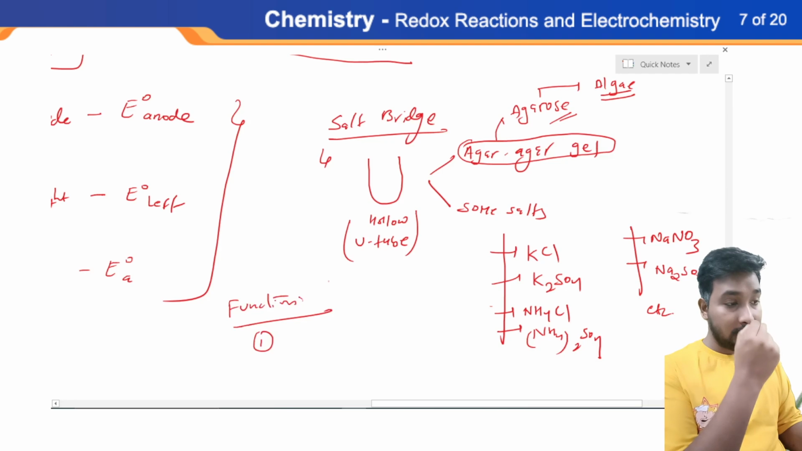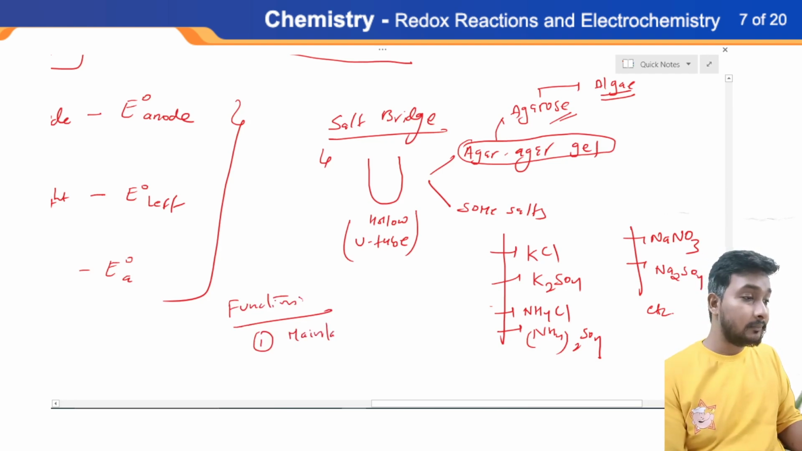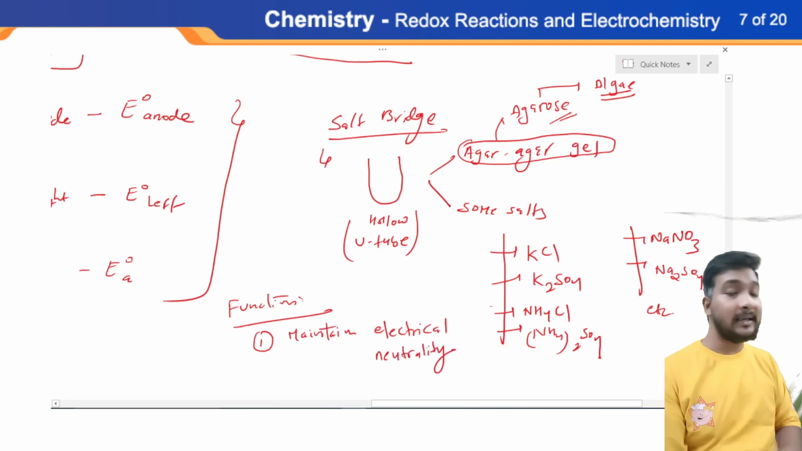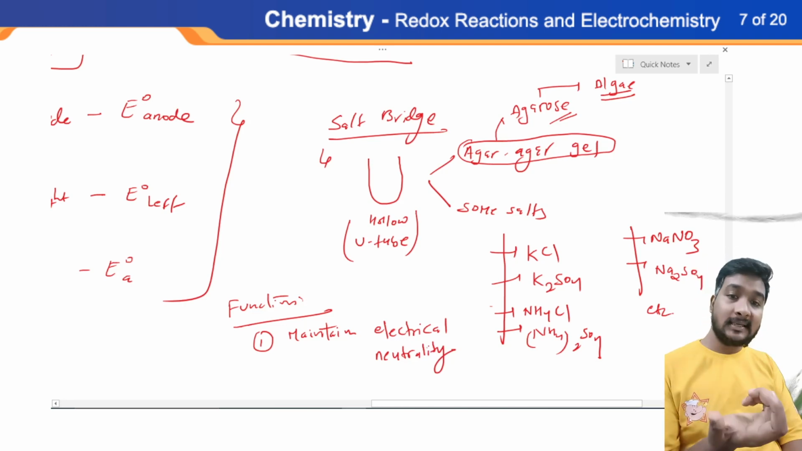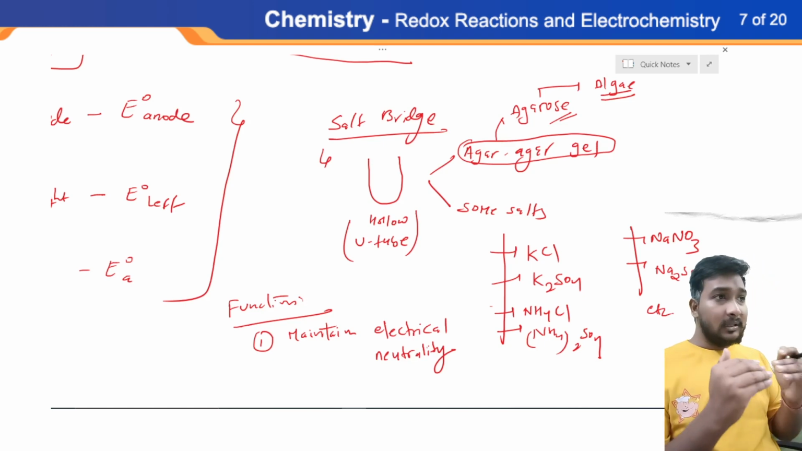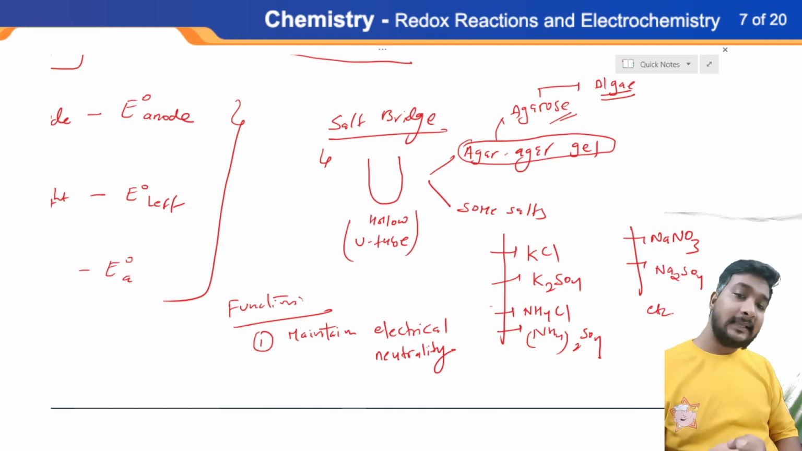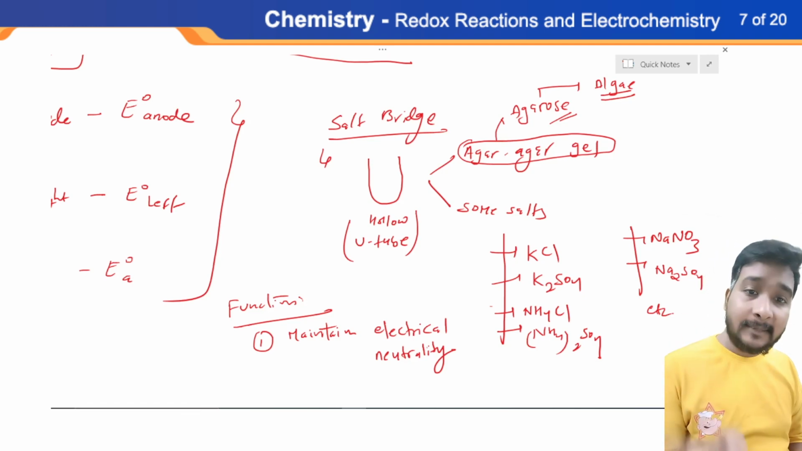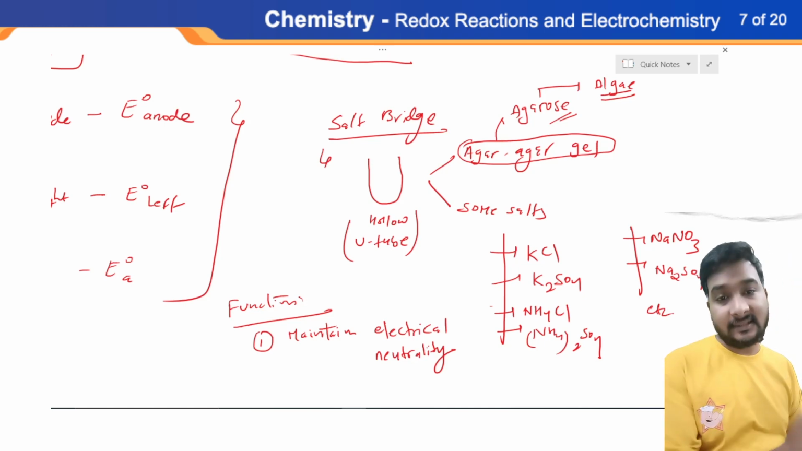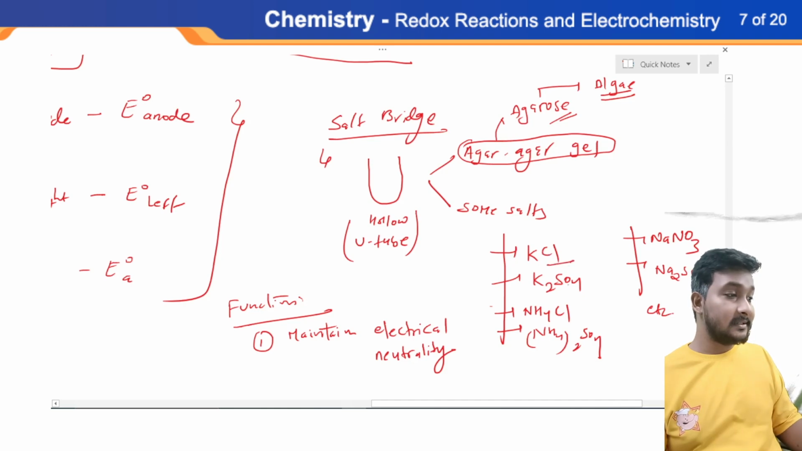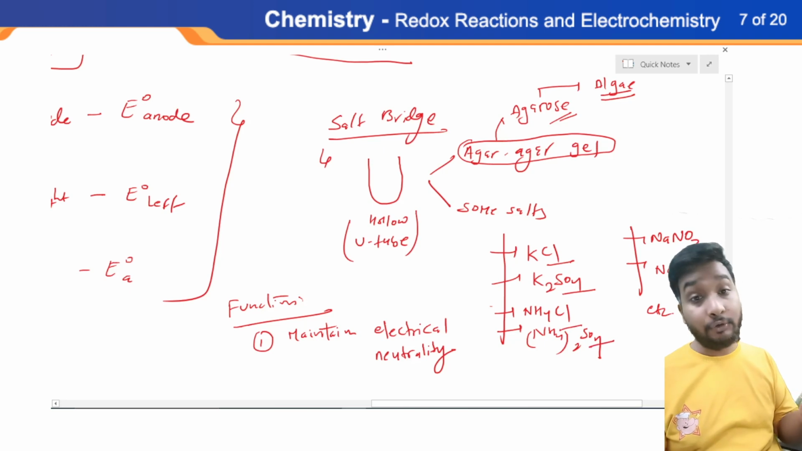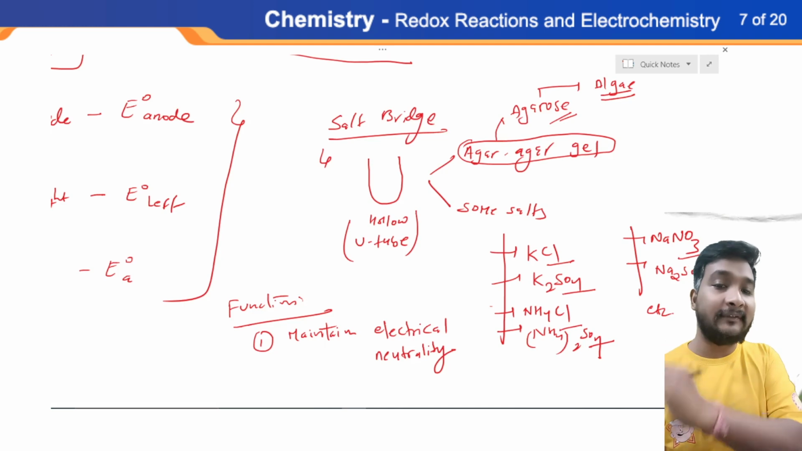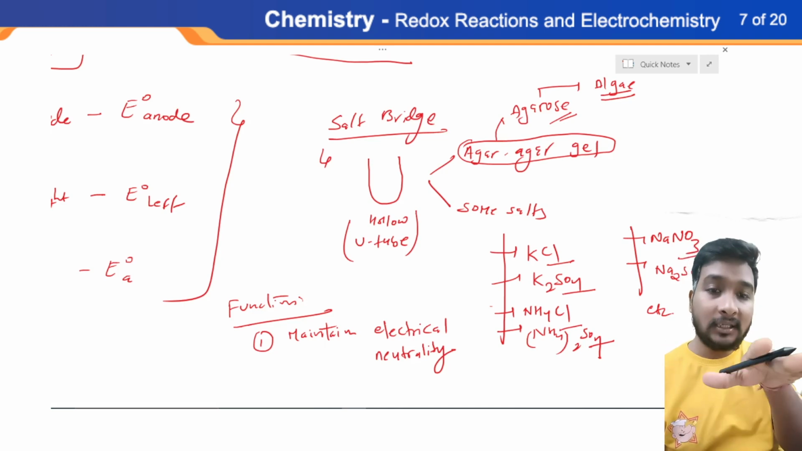Salt bridge is used for two functions. Number one, to maintain electrical neutrality. Suppose that zinc is releasing 2 electrons and converting itself into positive Zn2+, and zinc is continuously doing that. So the amount of positive charge is increasing on the left side. To neutralize that positive charge, salt bridge will release negative ions in the form of Cl minus, SO4 2 minus, NO3 minus, etc. And these negative charges will neutralize the Zn2+ positive charges on the left hand side. And the aqueous solution will be completely electrically neutral.